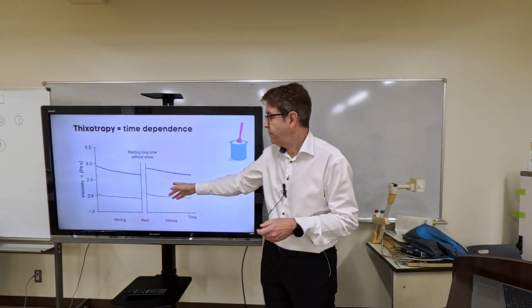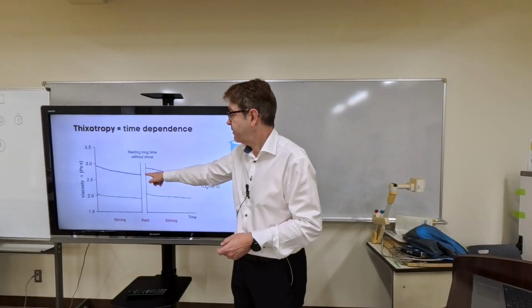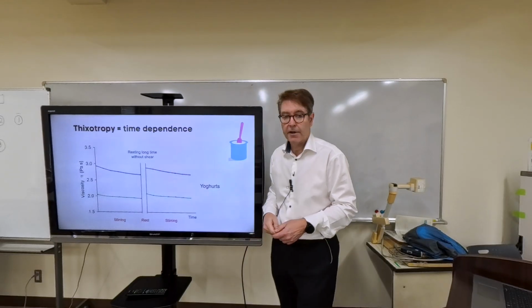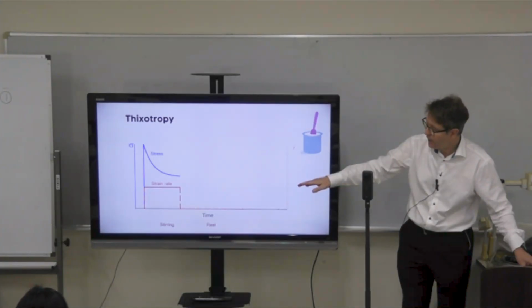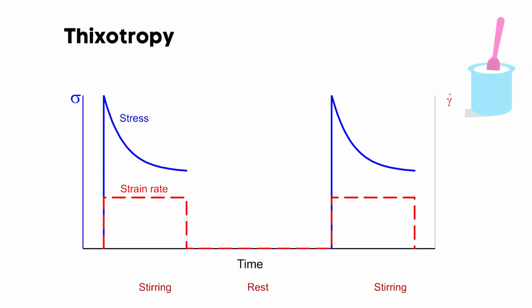So these are two yogurts. If you measure viscosity and then you stir it, this is time. The viscosity will go down. And then you put it back in the fridge and wait a while. Then the structure will regain, and you can have a higher viscosity, and then you can do the same again. So this is time dependence, really. You have to wait a long time before the structure reforms, usually hours. So that's a slow process.